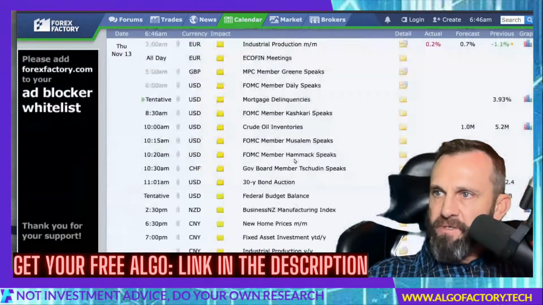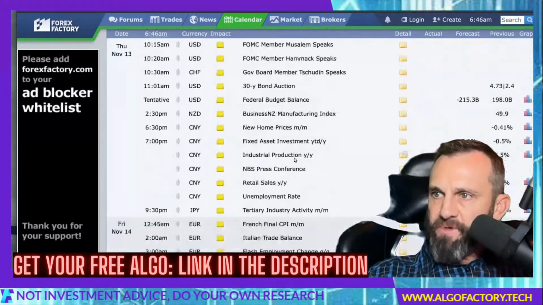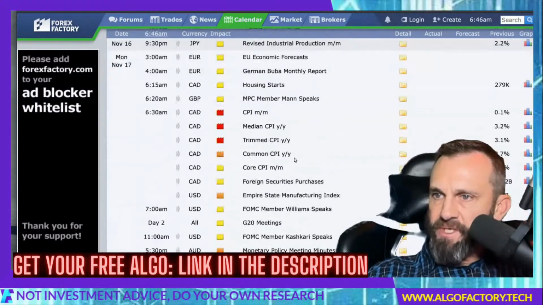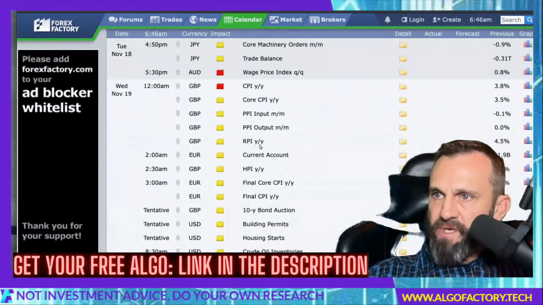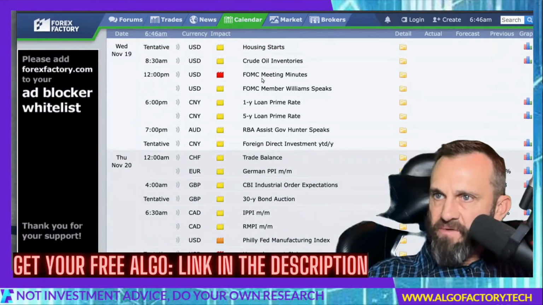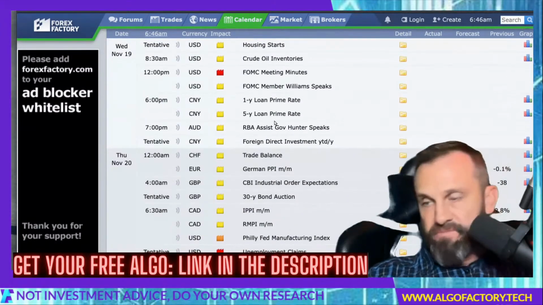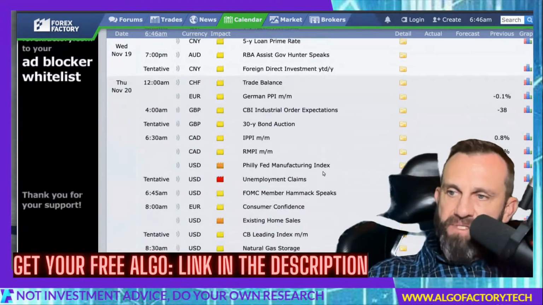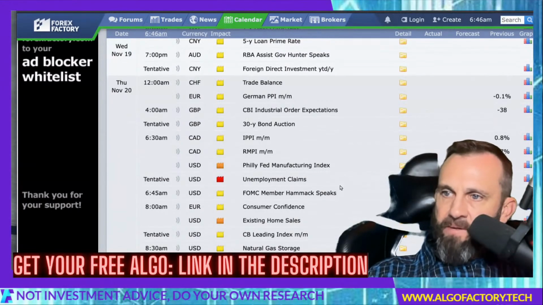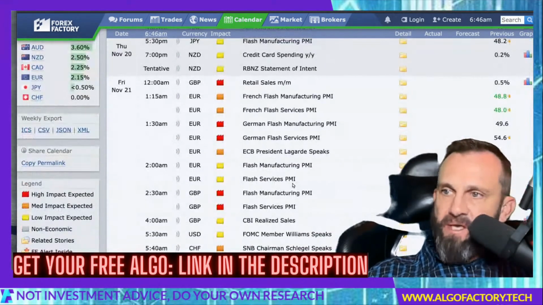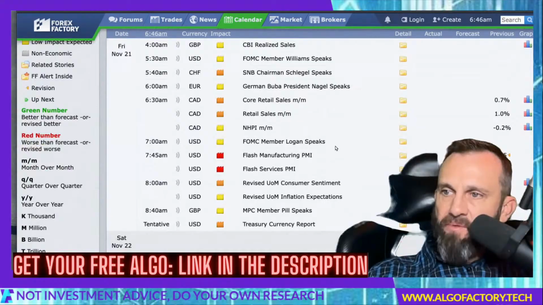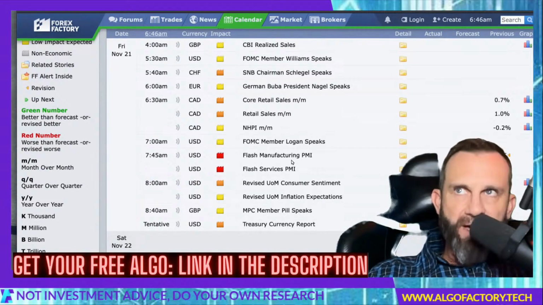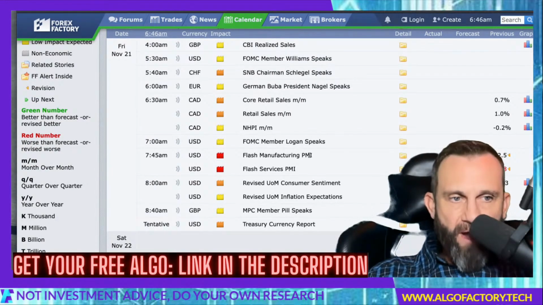Let's see. 12th, 13th, 14th. Okay, so Sunday, Canadian CPI, Australian CPI, USD. Okay, meeting minutes are Wednesday. That's a big deal. And that it's not affected by the shutdown. Unemployment claims Thursday. Okay, so we're going to end up probably seeing the CPI and PPI put on next week. We're probably going to get that data.